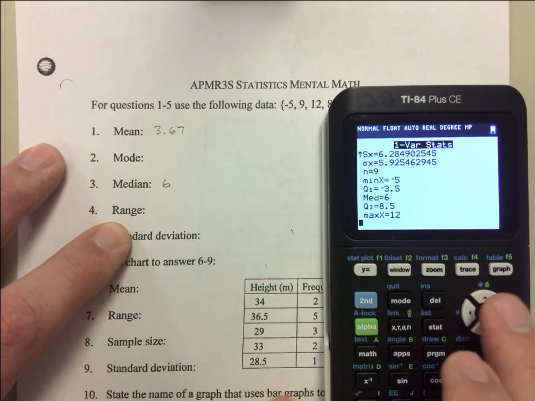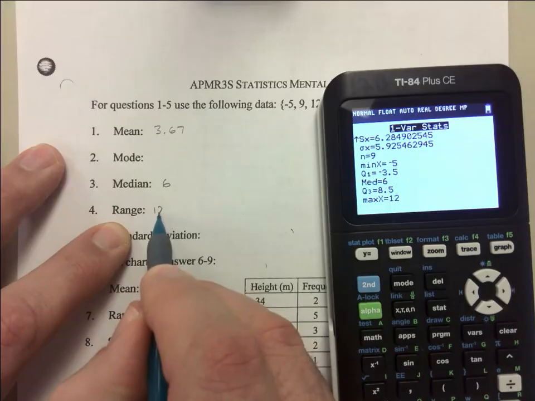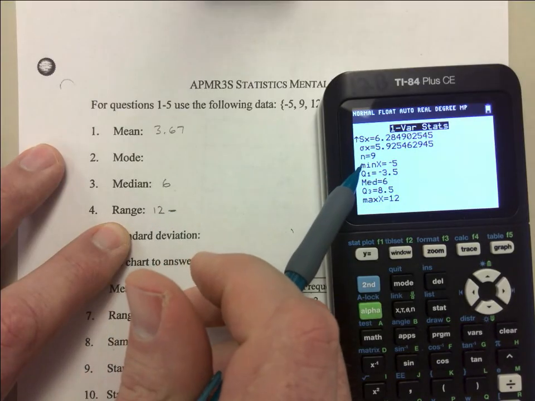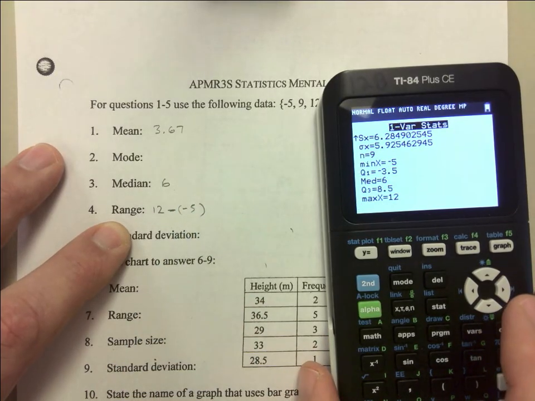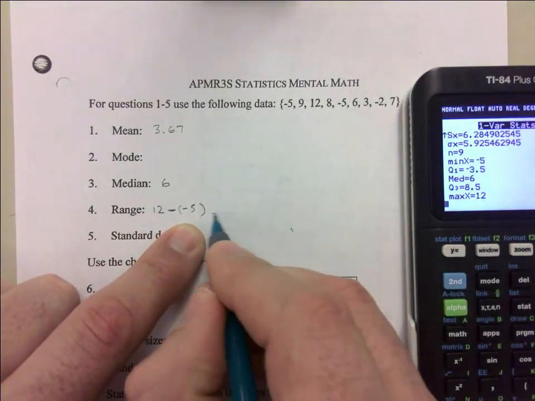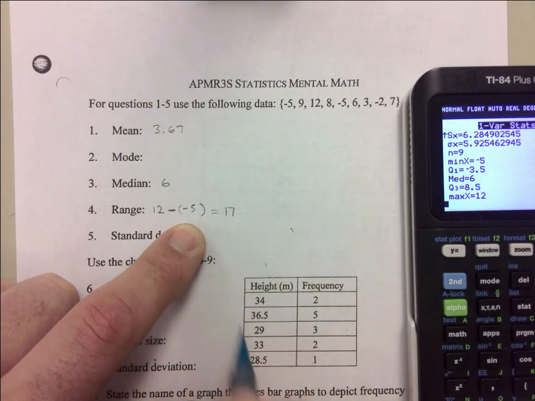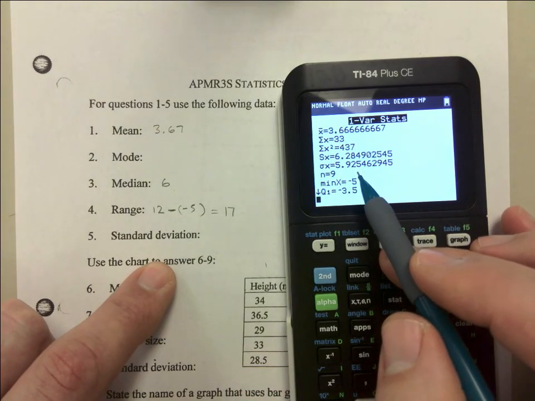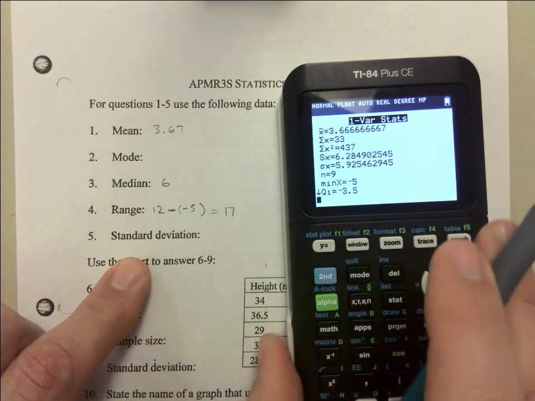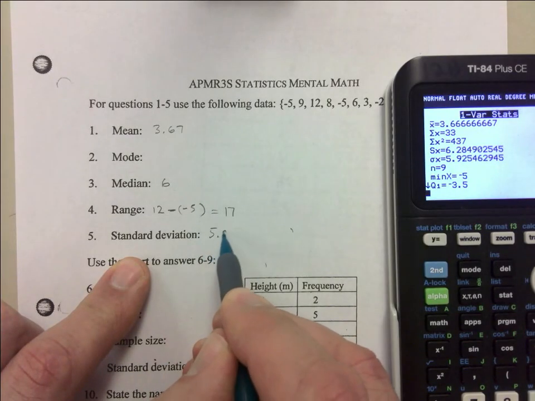Range, you gotta take the max, which is 12, minus the min, which is -5. And that's essentially 12 plus 5. So that's 17. Standard deviation is 5.93. Okay. 5.93.